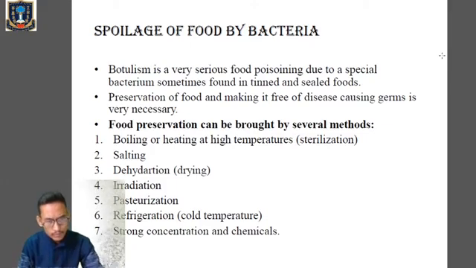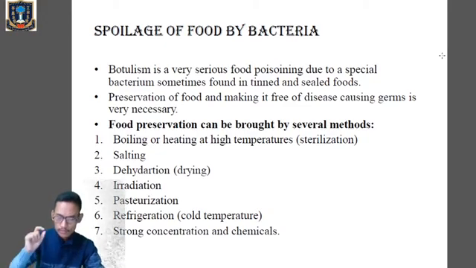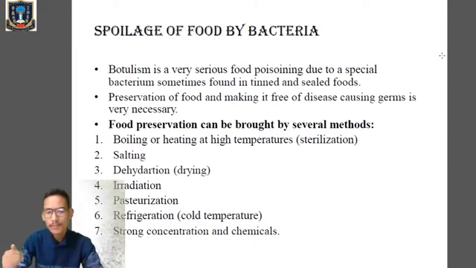Clear? Then we have number five, pasteurization, which is mainly a technique used to preserve milk, applied in the field of dairy industries. In pasteurization, the milk is heated for a period of 30 minutes at a temperature of 60 degrees Celsius, then it is chilled quickly. This will kill a majority of bacteria that are present, including the disease causing ones.